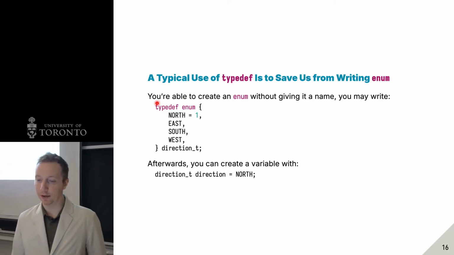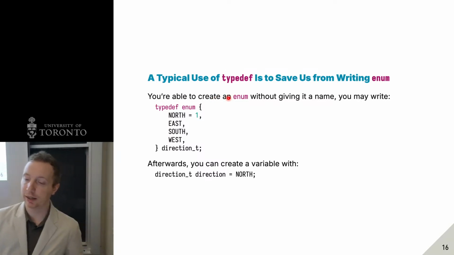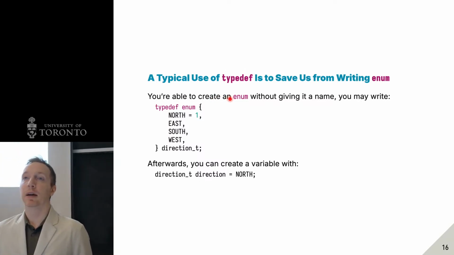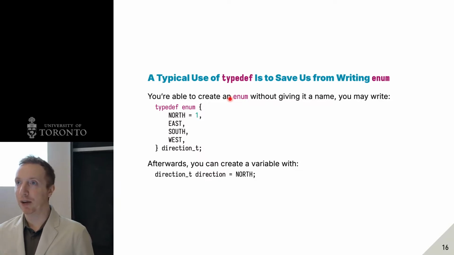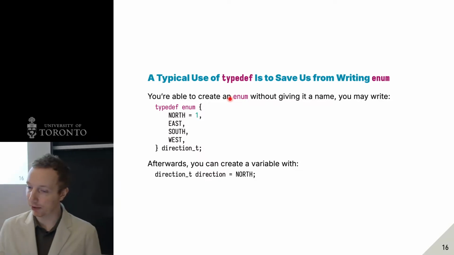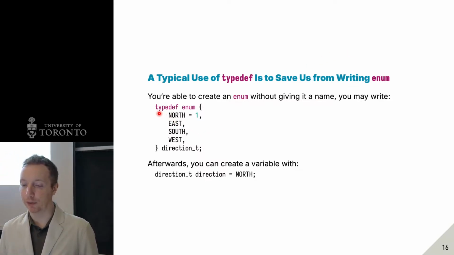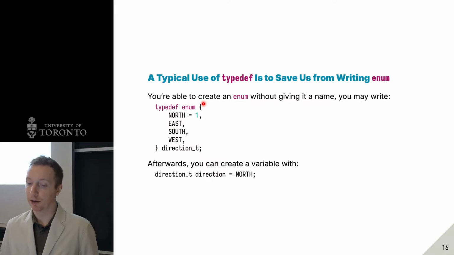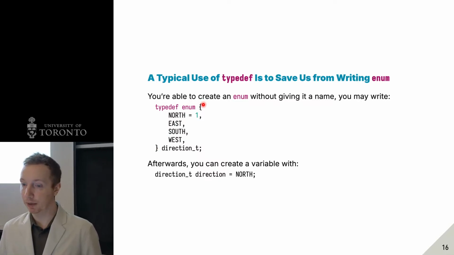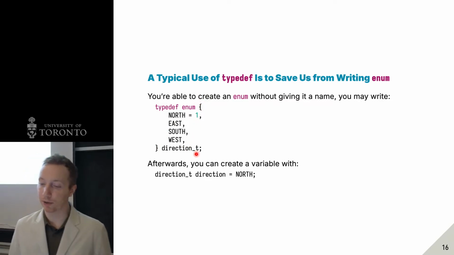But how this works is, you're able to create an enum without giving it a name. By default, that's pretty useless because you would never be able to create a variable of that type since it doesn't have a name. However, I might write something like this: typedef enum with curly brackets here. So this is the entire type, an unnamed enum. And then I'm saying refer to that unnamed enum as direction_t.